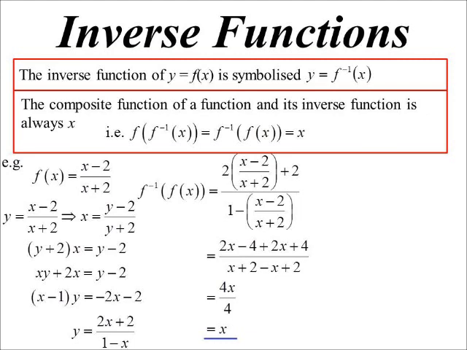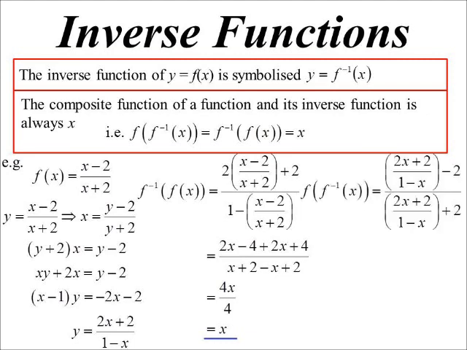But just to prove it works the other way around as well, let's now substitute the inverse function, (2x plus 2) on (1 minus x), into the actual function itself. Again, we notice the denominator is the same, so I'll multiply everything by 1 minus x. And yeah, that turns out to be x as well. And that's what we are expecting to happen, because the inverse, remember, sends it back to where it started from.